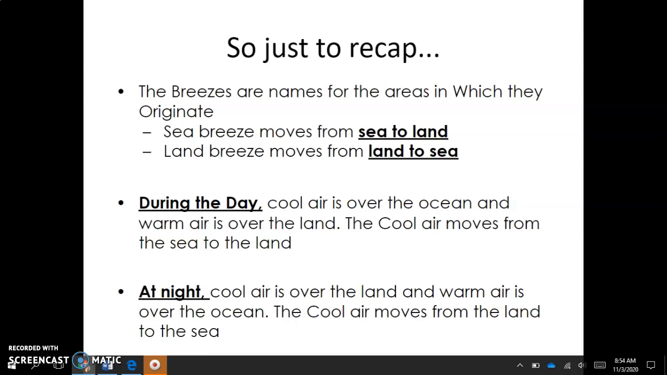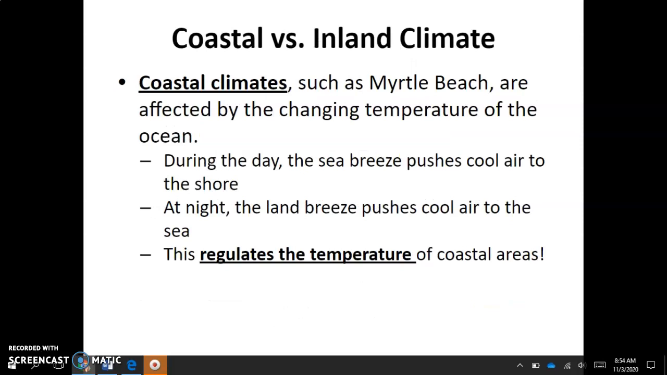So a sea breeze moves from the sea to the land. So the cool air is moving from sea to land, and that's during the day. And then at night, a land breeze moves from the land to the sea. So the cool air is moving from above the land to the sea. So during the day, you have your sea breezes, and then at night, you have your land breezes.